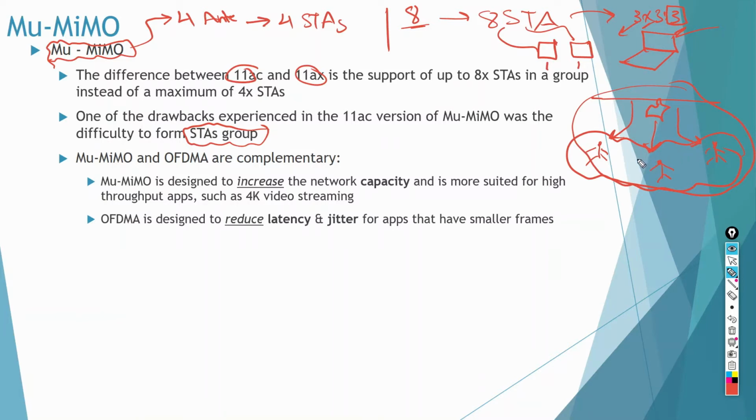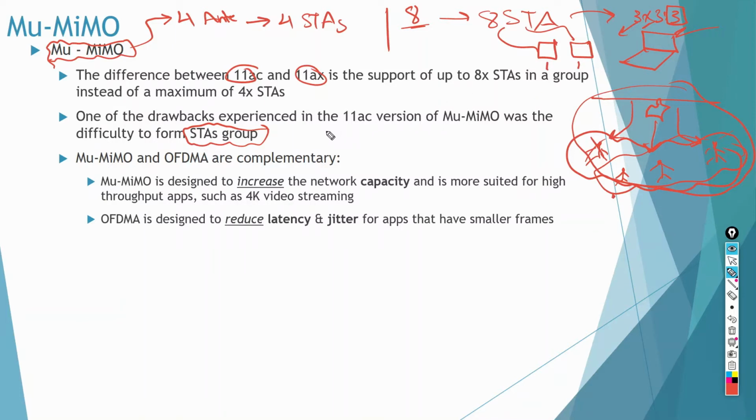Another problem arises if this station moves from this location to another location, here. It is still within the coverage cell, but now the access point has to reform the group. So the synopsis for continuing to use this downlink multi-user transmission is to have the stations in steady state, meaning they are not roaming or moving around the facility.